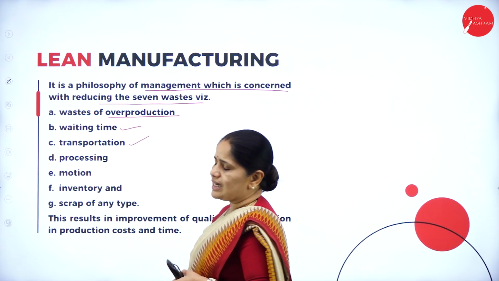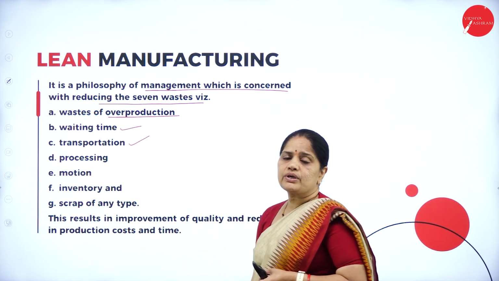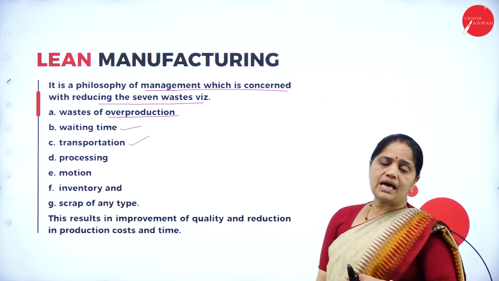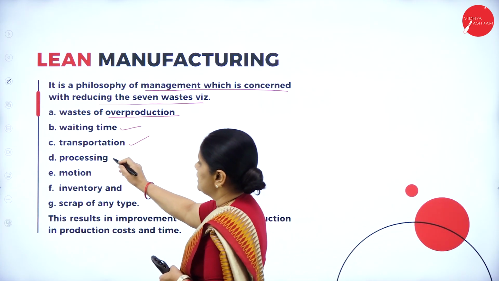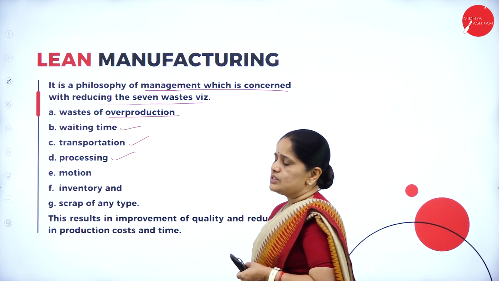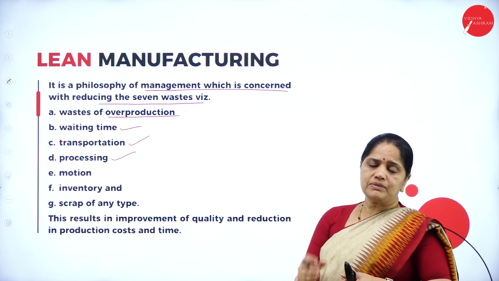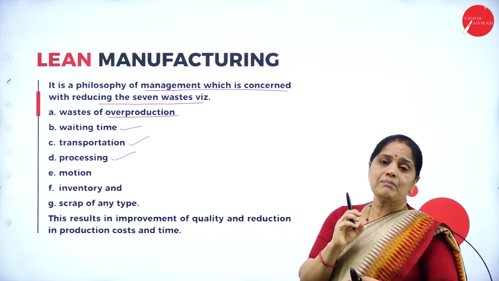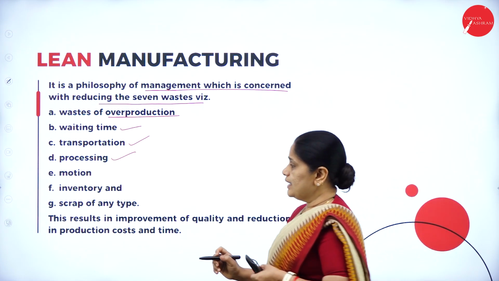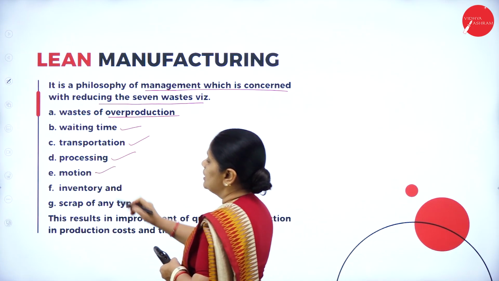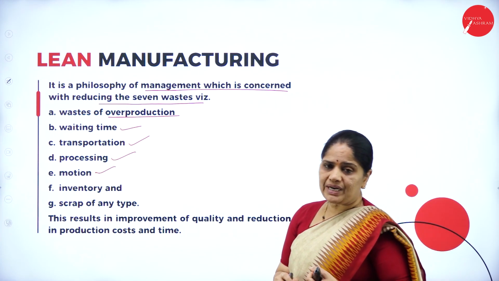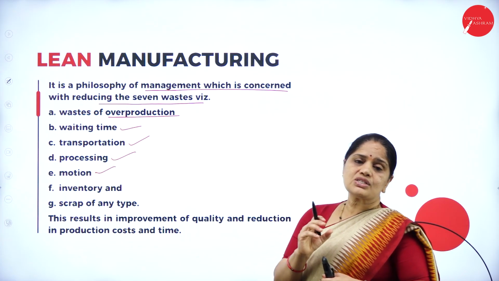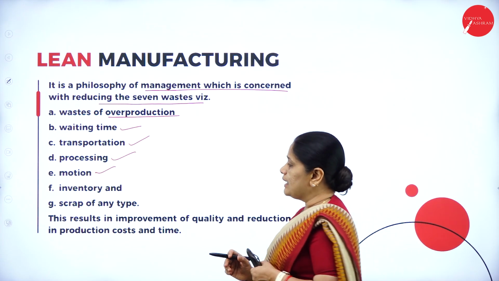Then next one is the cost of transportation. So try to reduce as much as possible the cost of transportation. Next one is the processing time. So what is the processing time? Try to keep it as minimum as possible. Then next one is motion. So whether it is the motion of the goods, motion of the men, motion of the materials, everything has to be kept to the minimal level.